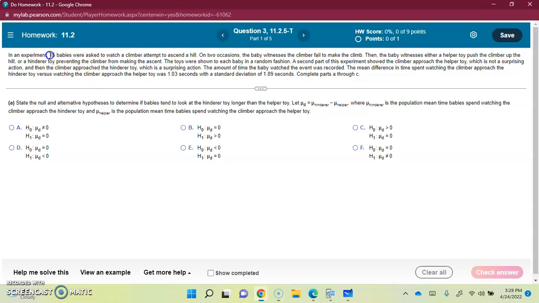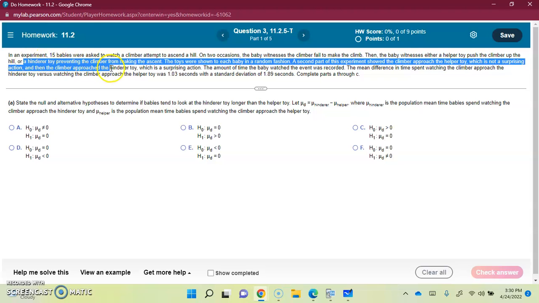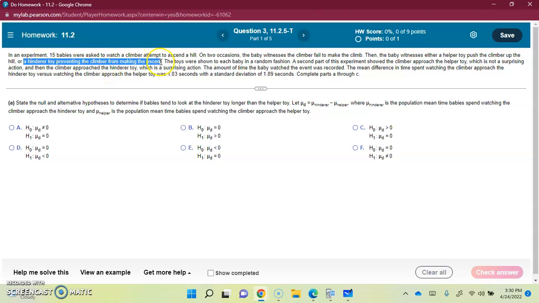In an experiment, 15 babies were asked to watch a climber attempt to ascend a hill. On two occasions, the baby witnesses the climber fail to make the climb. Then, the baby witnesses either a helper toy push the climber up the hill or a hinderer toy preventing the climber from making the ascent. The toys were shown to each baby in a random fashion.